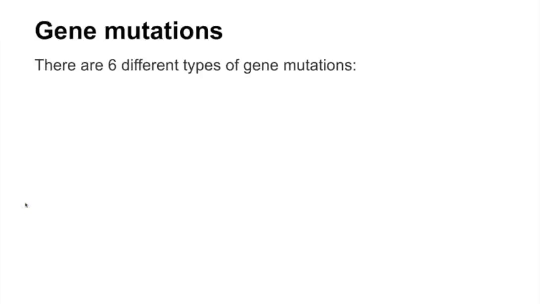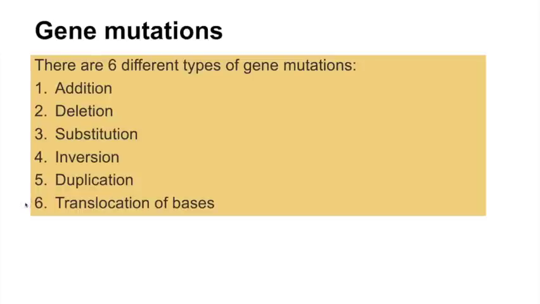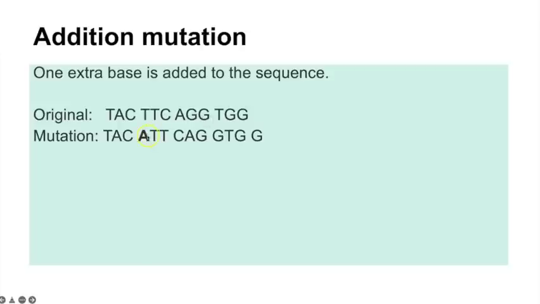So there's 6 types of gene mutations that you need to know about, and we'll go through each of these 6 just to demonstrate what they actually mean. So first of all, if we have a look at addition mutations, this is when one extra nucleotide and therefore base is added to the sequence. So here we have our original example of a DNA sequence and we've added in an extra base.